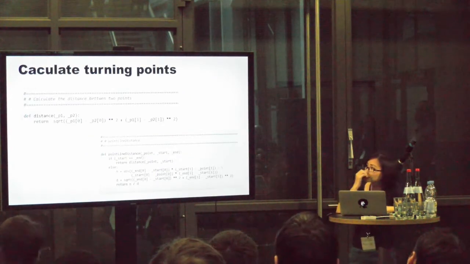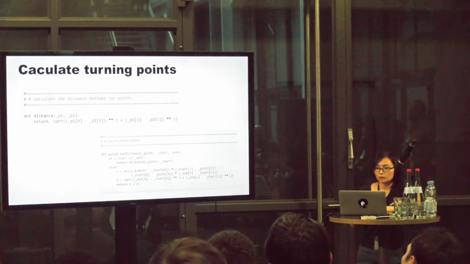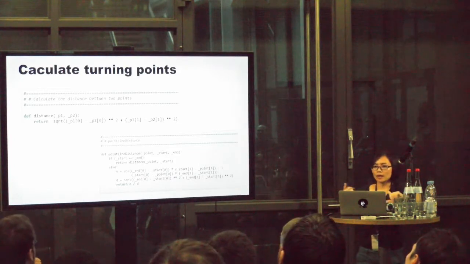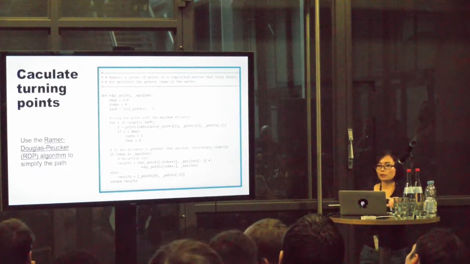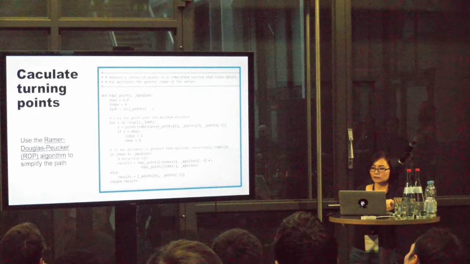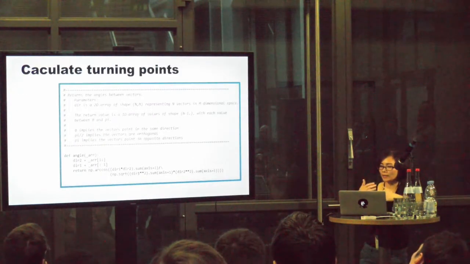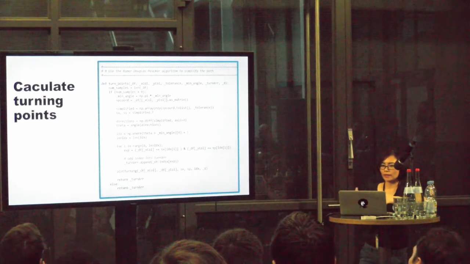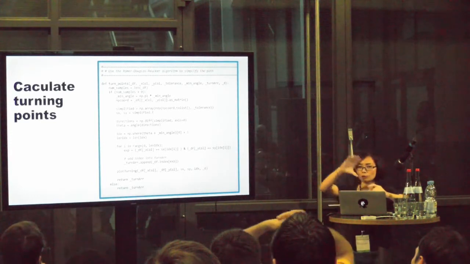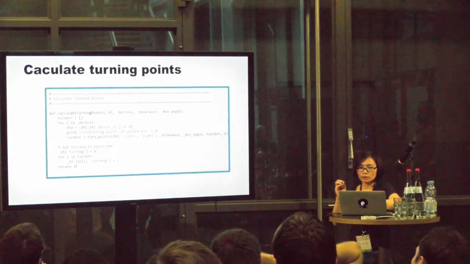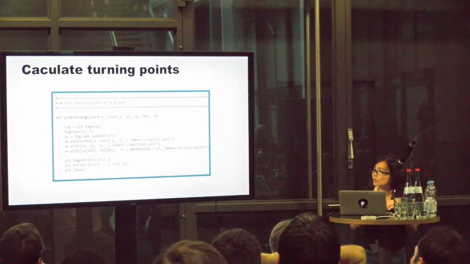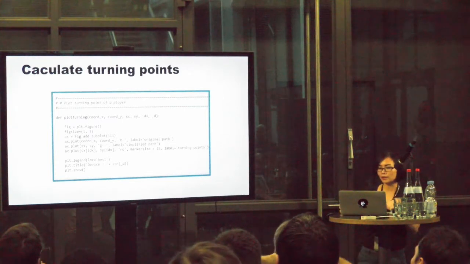And here is some script I suggest. Here we write a function to calculate the distance and the point-line distance. And we use the Ramer-Douglas-Peucker algorithm to simplify the path. And now we calculate the angle. And then we find the turning point for each device. If you want to apply it to all devices, you can use this function. And if you want to plot the turning points of the player, you can use this function to do it.